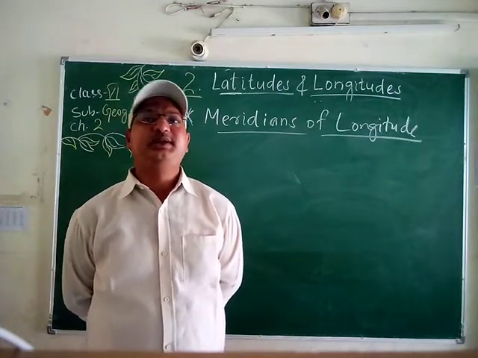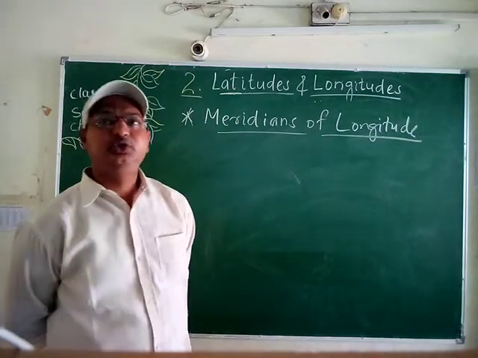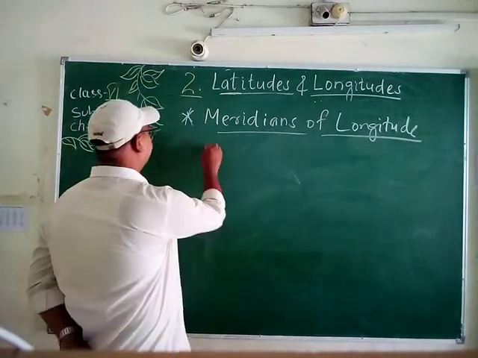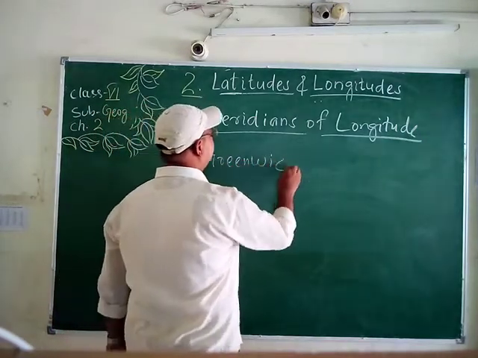The prime meridian has been accepted as 0° longitude. It passes through Greenwich near London. So the prime meridian, there is a place called Greenwich.